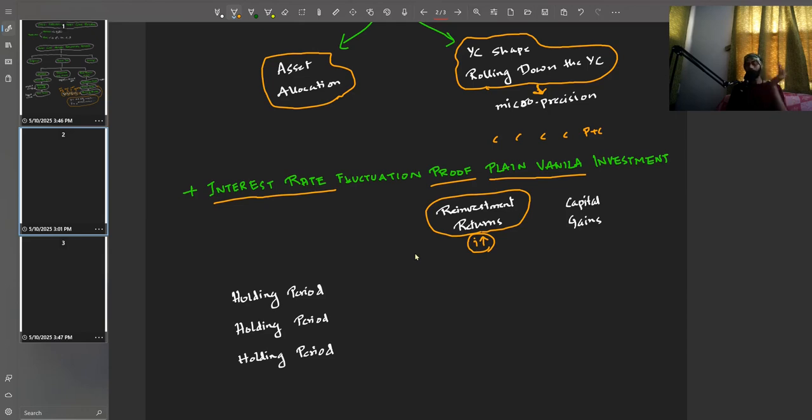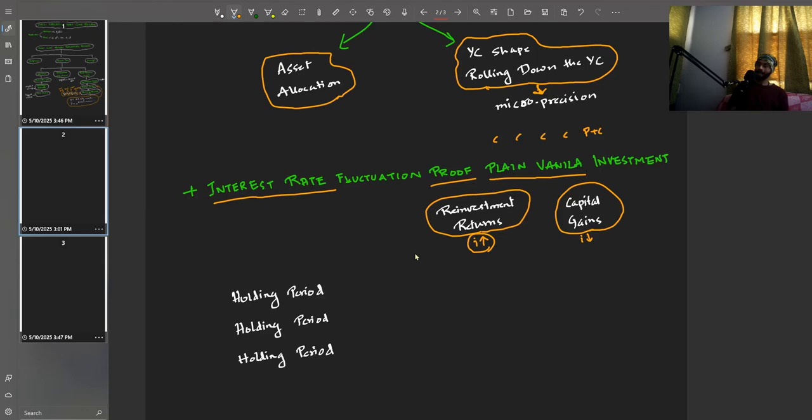On the other hand, if the market rates are falling, then your current bond that you have already purchased at 100 rupees when the market rates were, let's say, 5%, if the rates fall to 2%, your bond becomes more valuable in the market. So you have capital gains. If interest rates fall, you have capital gains, right?